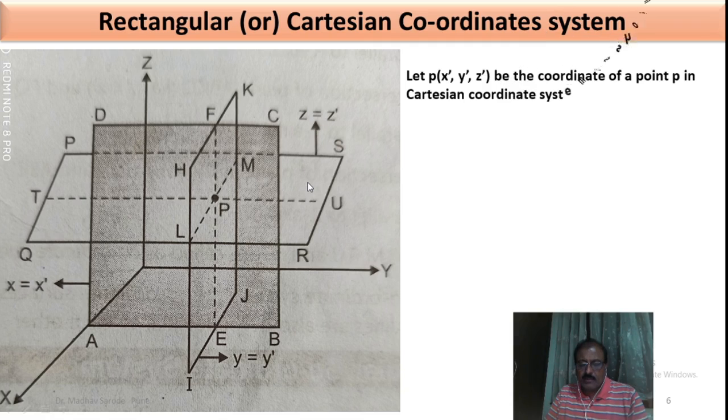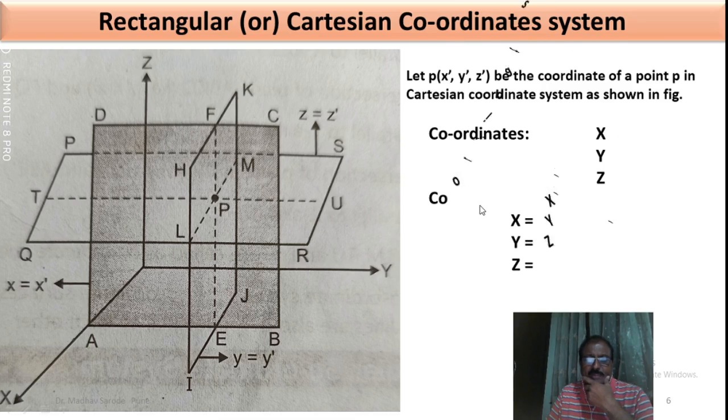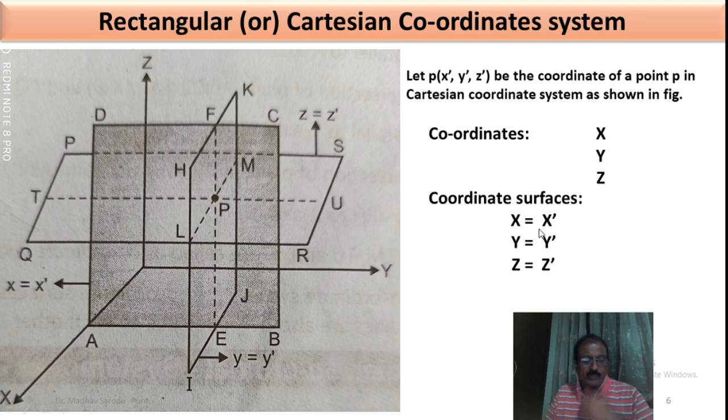And see what the coordinates are. We know that in the Cartesian coordinate system, x, y, z are the three coordinates. Then what is the coordinate surface? The coordinate surface means x equal to x dash, y equal to y dash and z equal to z dash.